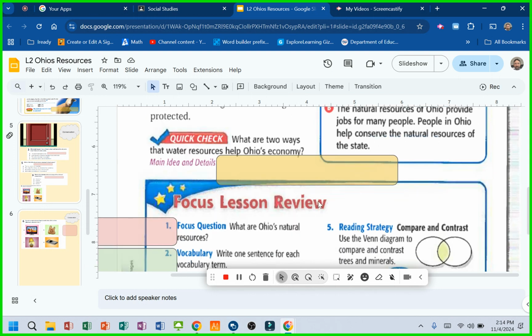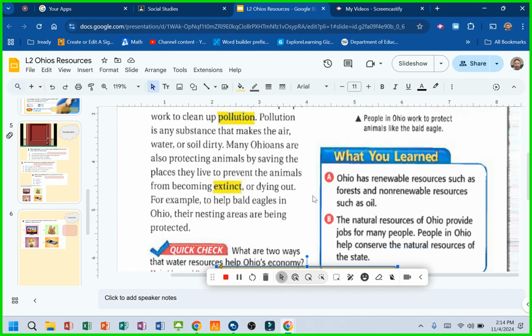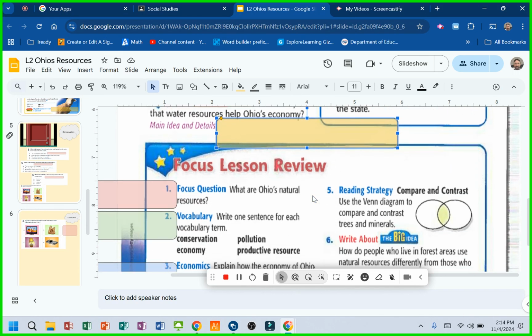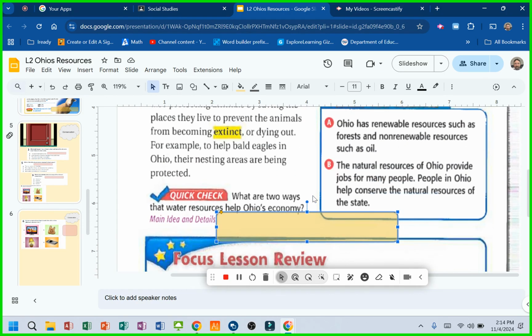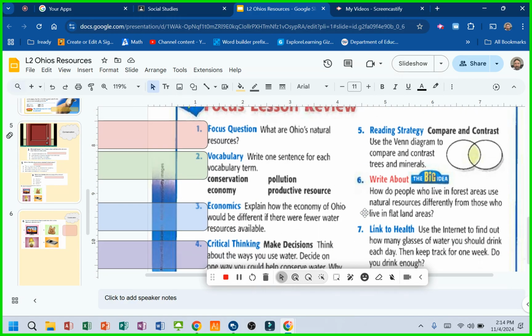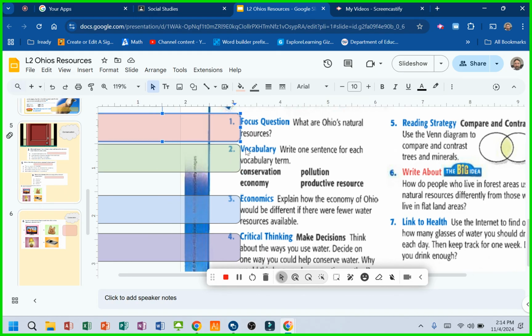What are 2 ways that water resources help Ohio's economy? Right? Two ways that water resources help the economy. And I remember it talked about it, right? It talked about water treatment facilities, and then it talked about barges, right? All right, focus questions. Remember, the numbers that are highlighted, you're going to answer them right in these highlighted things.